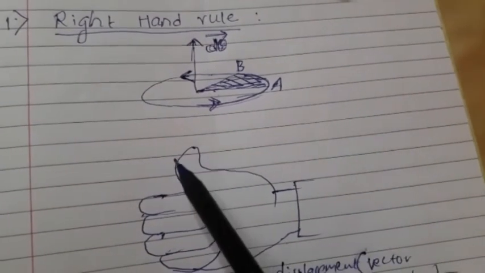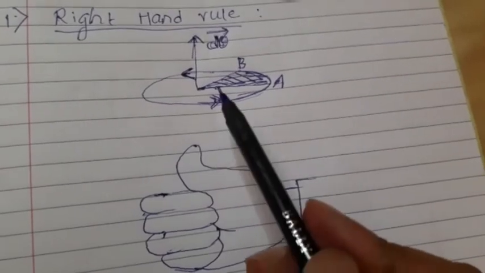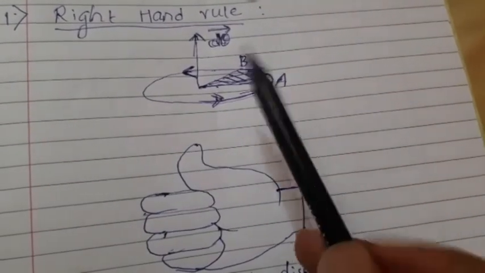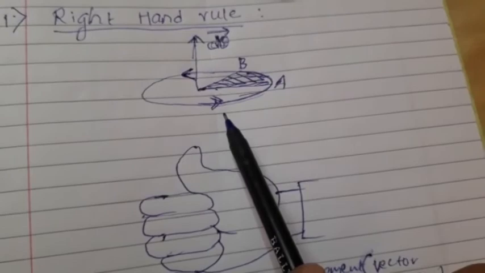This is the overall diagrammatic representation of right hand thumb rule and the particle performing a circular motion.